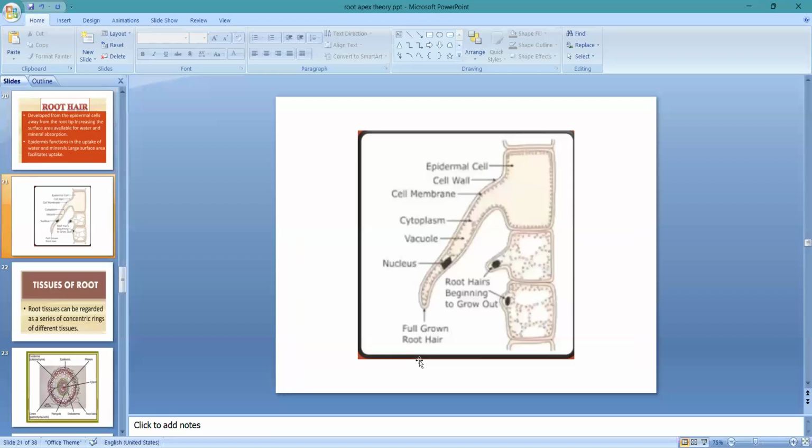Okay, so see here, this is the epidermal cell wall, cell membrane, cytoplasm. This is a full grown root hair. Okay, in the root hair we observed that this root hair is beginning to grow out. Okay, this root hair is coming from here. This is the space. Black spots are for the growth of root hairs. So this is the nucleus.